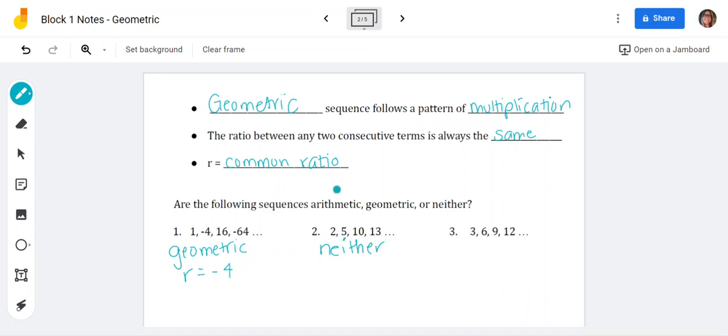So it still could be following a pattern because it looks like it adds 3, then adds 5, then adds 3. So the next one could be an add 5. There's still a pattern happening, but it's not an arithmetic or a geometric pattern. Here we go from 3 to 6 to 9 to 12. So we're adding 3 each time. Arithmetic, and the common difference is 3.